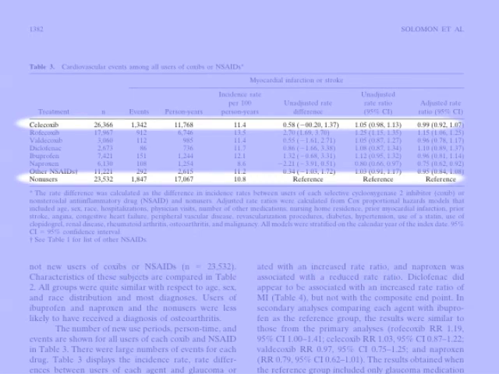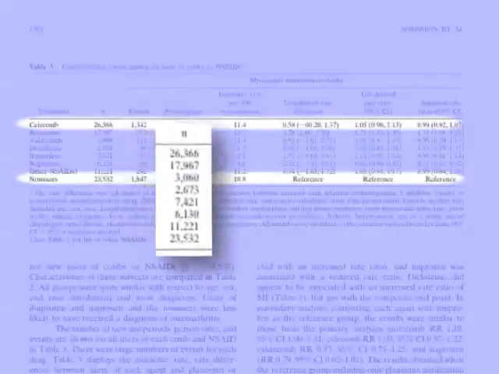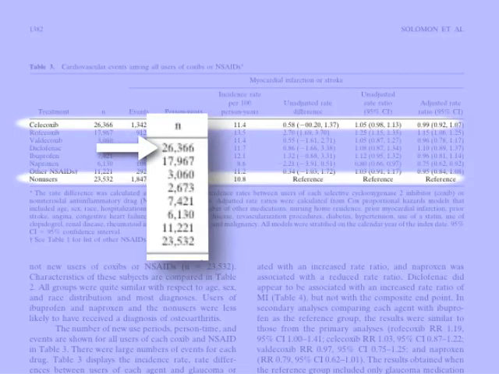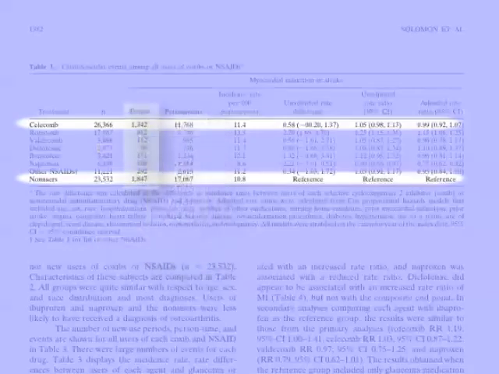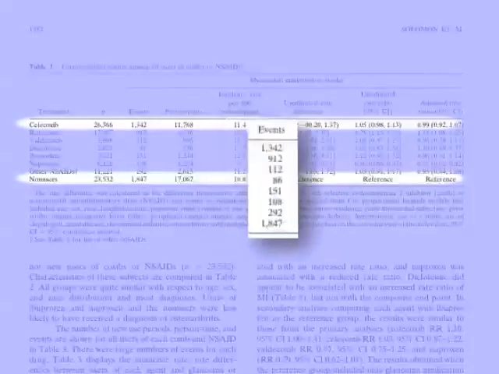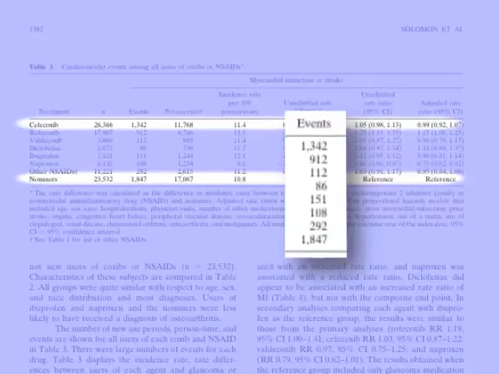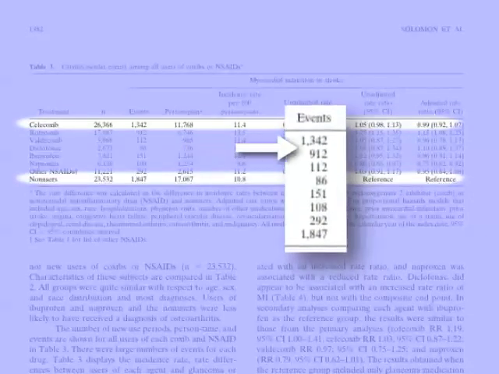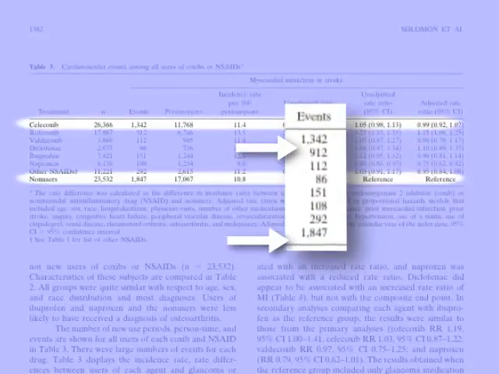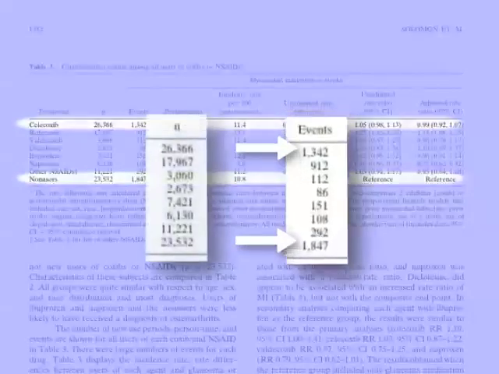For a second, let's pretend that time is not a factor in this study and that all subjects were followed for exactly the same length of time. Therefore, the column labeled N gives us the number of subjects in each exposure group: 26,366 celecoxib users and 23,532 non-users. And the column labeled Events gives us the number of cardiovascular events in each exposure group: 1,342 in celecoxib users and 1,847 in the non-users.